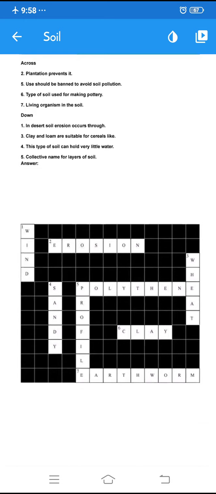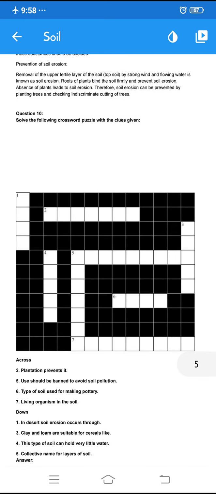So by this we have completed the puzzle, and this is the end of the last question of the exercise. Dear students, let me stop here and let us go for the next lesson in tomorrow's class. Thank you and have a nice day.